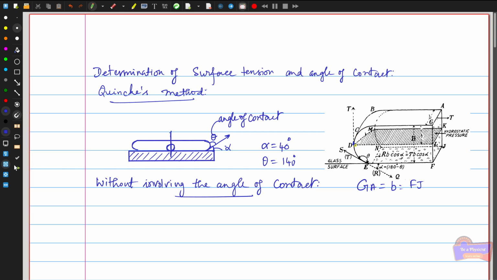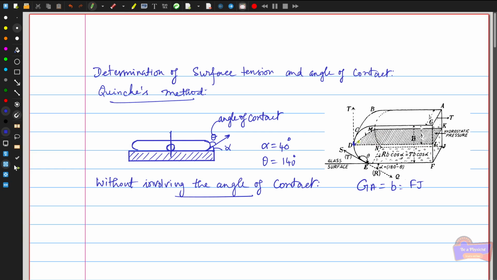Since it has the maximum area at this point D, it makes a horizontal line. That means the surface tension is acting vertically upwards. Therefore, at this point D, this slice has the maximum area, that means the greatest horizontal surface. Now we are going to consider what forces are acting on this particular slice.